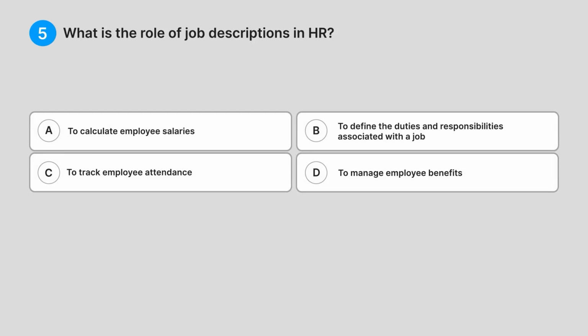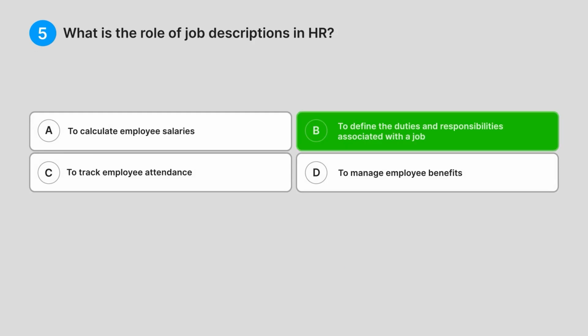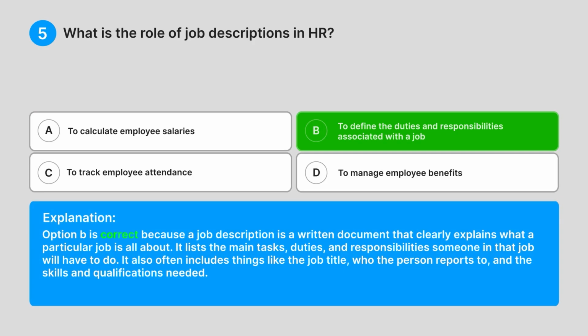Correct answer. B. To define the duties and responsibilities associated with a job. Explanation. Option B is correct because a job description is a written document that clearly explains what a particular job is all about. It lists the main tasks, duties, and responsibilities someone in that job will have to do. It also often includes things like the job title, who the person reports to, and the skills and qualifications needed.